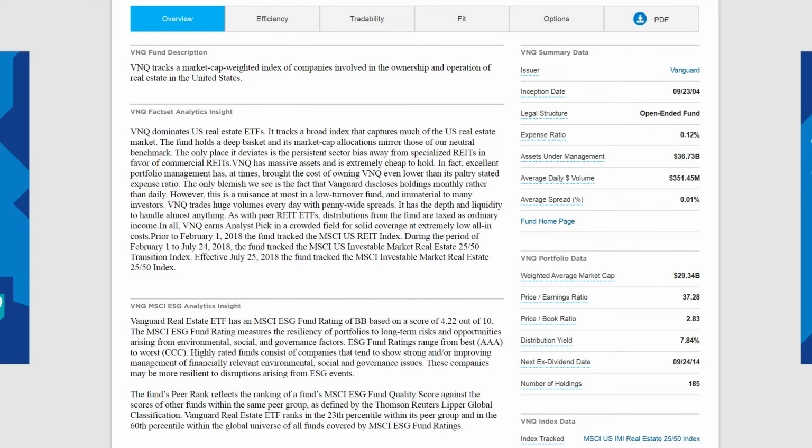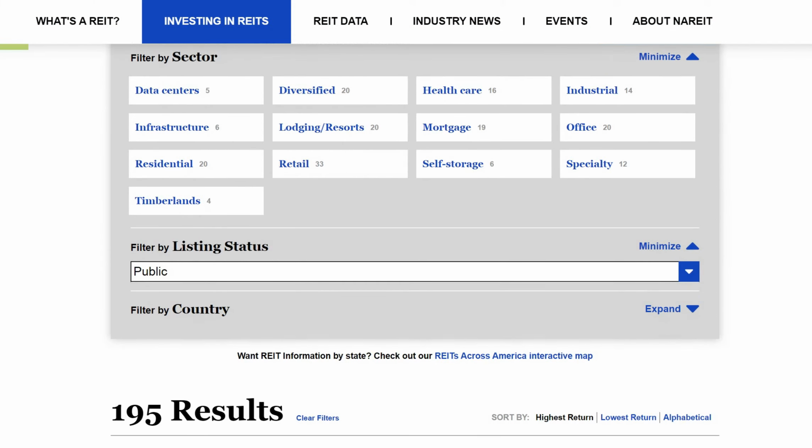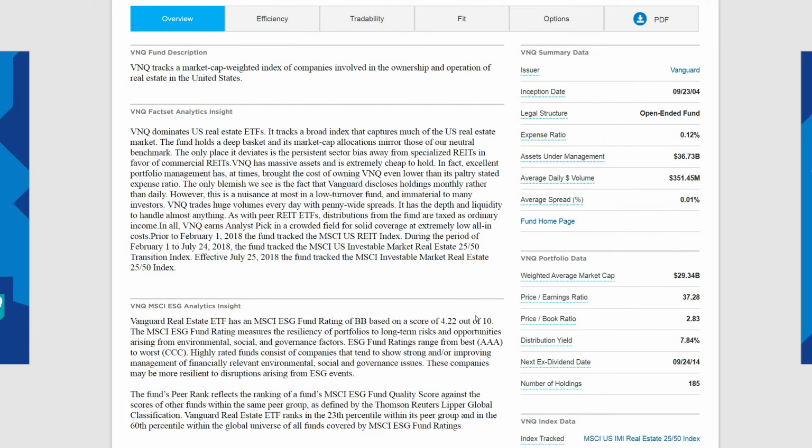Now, one thing that I think is important to mention: real estate investment trusts, heading back over here to REIT.com, there's actually just around 200. So we're not talking about thousands and thousands of REITs. We're talking just about 200. So that's very important to remember and to understand, right?